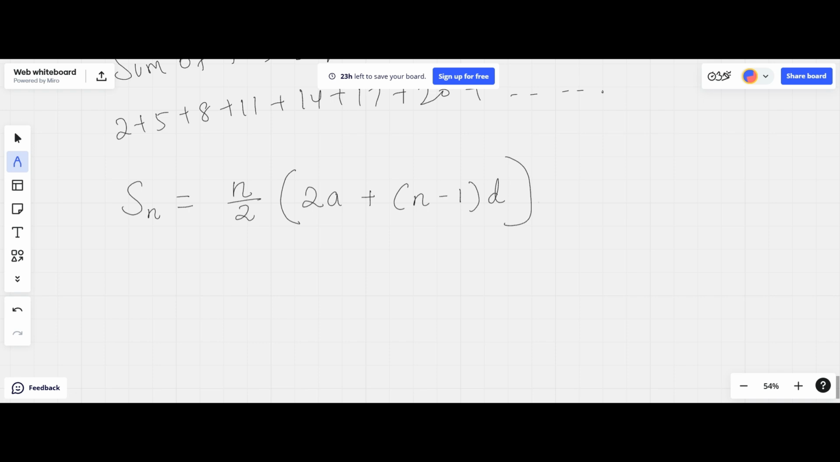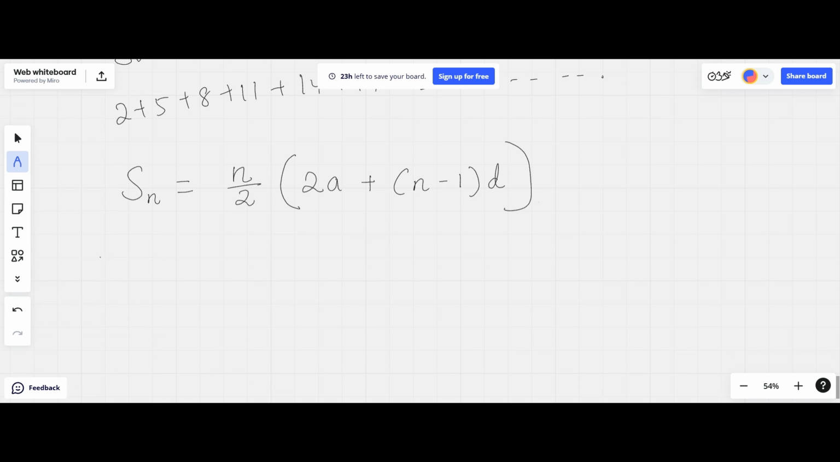I will show you. Let's take this 2, 5, 8, 11. 2 plus 5 is 7, 7 plus 8 is 15, 15 plus 11 is 26, right? 26. We'll apply this formula to find this. How many terms are there? 1, 2, 3, 4.